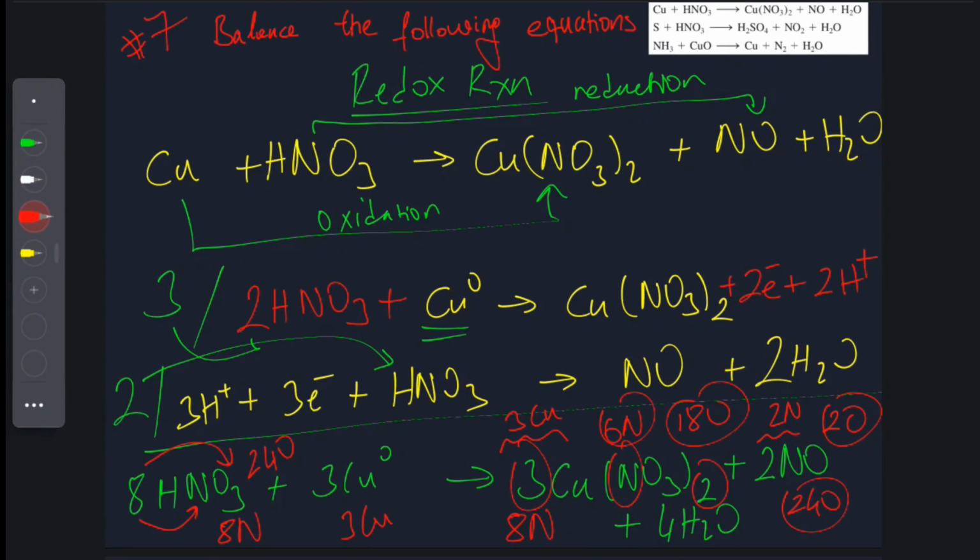So this is the balanced equation since hydrogens also equal each other. There are 8 hydrogens here and there are 8 hydrogens here. So this is the balanced equation. You can balance the other reactions, these two, to practice.